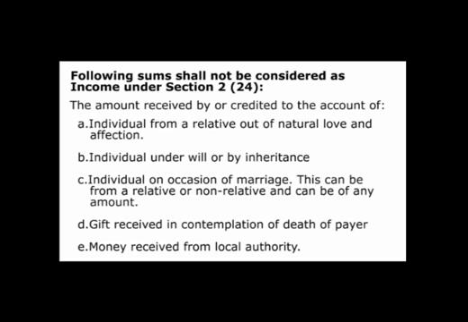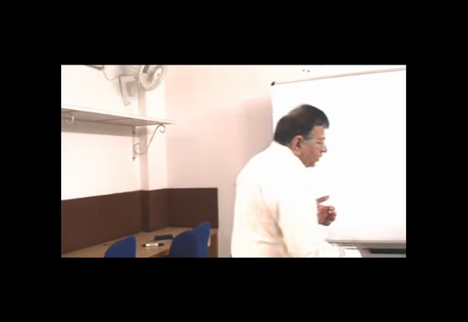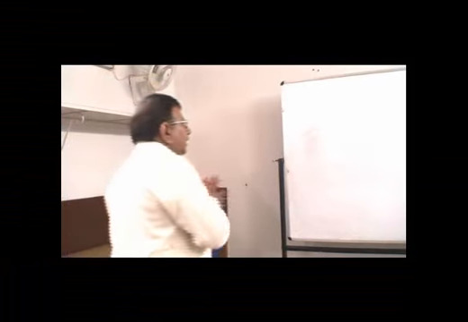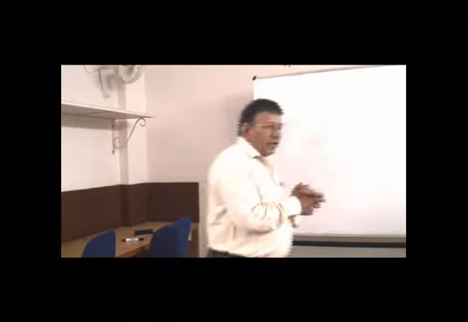And a gift which is received in contemplation of death of the payer. This is also a very, very important situation. In such a situation, when a person is getting a gift from another person who is contemplating death, it shall not be deemed to be income under subsection 24 of section 2. And money which is received from a local authority. So these are some of the situations under which the provisions of subsection 24 of section 2 shall not apply, and accordingly the amount received by the individual shall not be deemed to be income, and it will not be taxed.